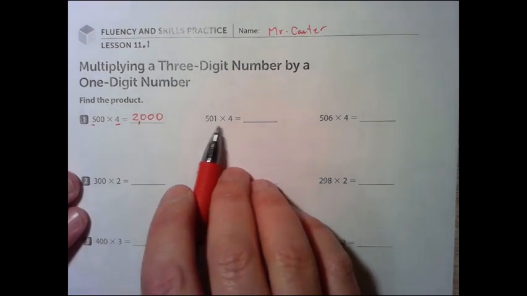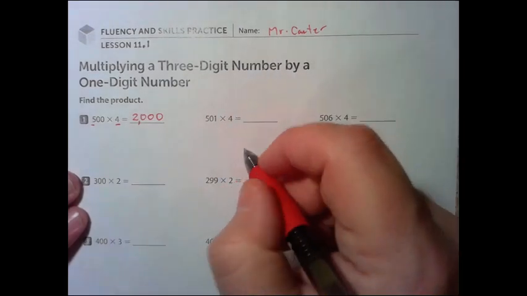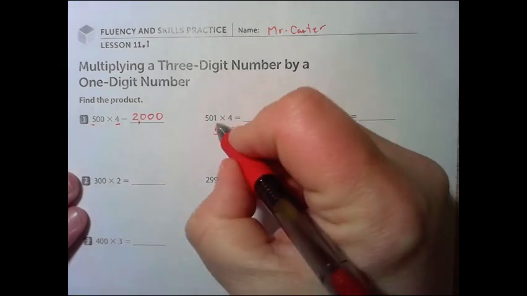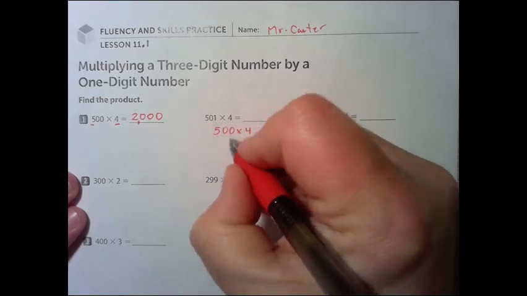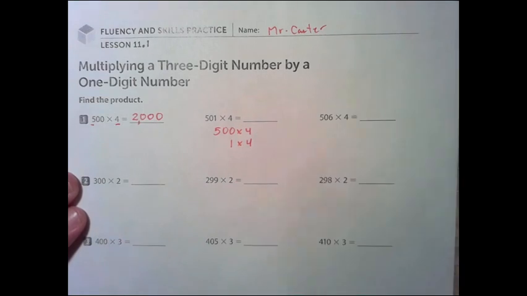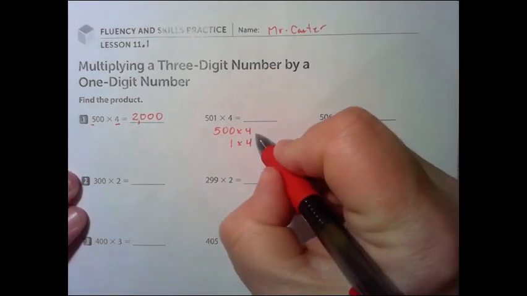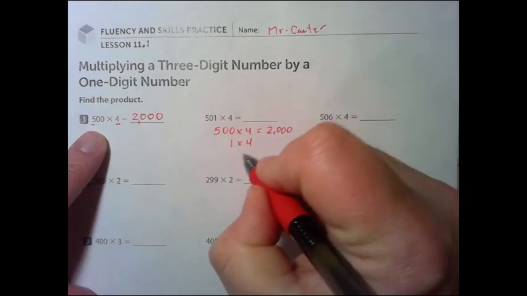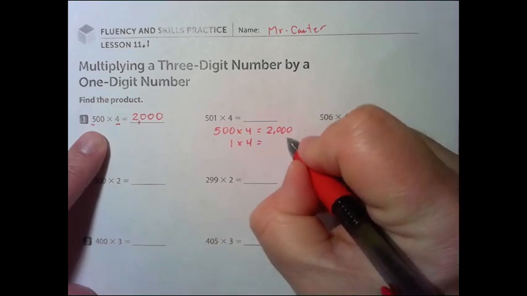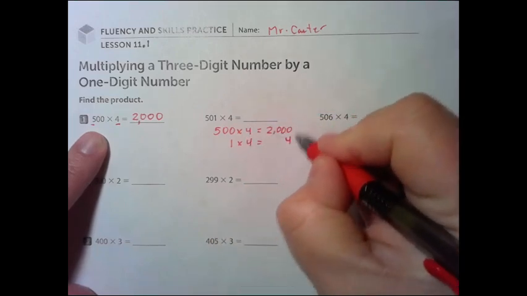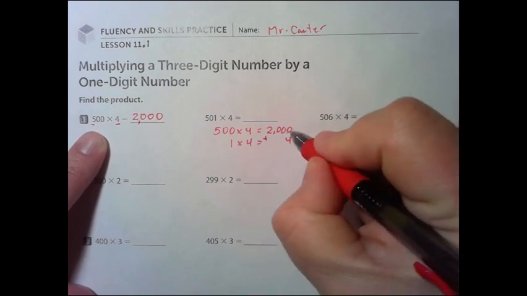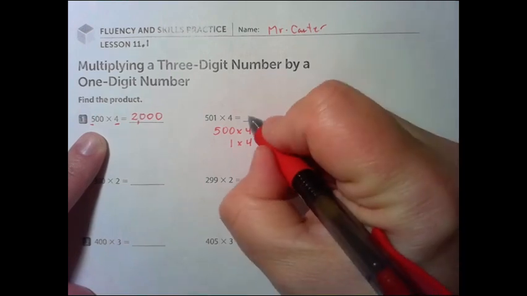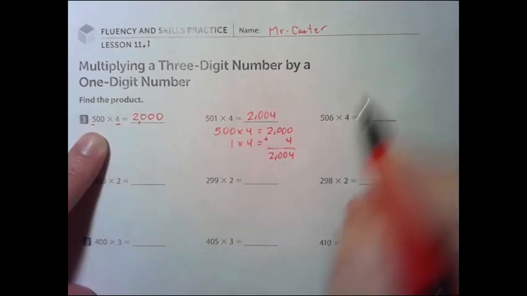And then for over here, 501 times 4, you're going to want to take 500 and multiply that by 4. And then I'm going to break it apart and go 500, and then 1 times 4. Well, I know 500 times 4. We just did that one over here. That's 2,000. And then I know that 1 times 4 is 4. I'm going to make sure that I line these up because we're going to add them together. So 2,000 plus 4 is 2,004. So that's our answer here, 2,004.